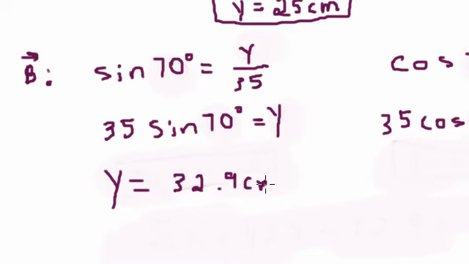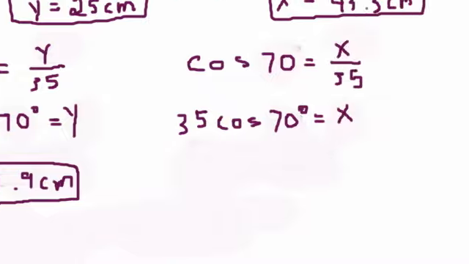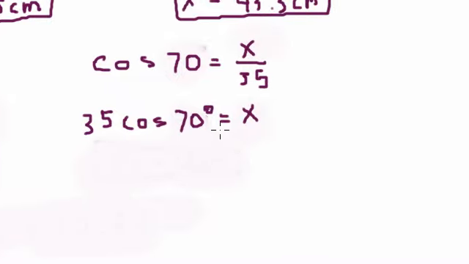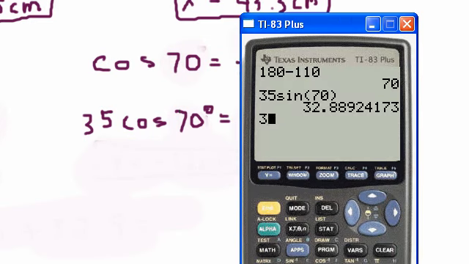component of vector B. So the x component is cosine of 70 degrees is equal to, cosine is adjacent over hypotenuse, so x over 35. 35 cosine of 70, let's find out what that is. 35 cosine of 70, and look what you get. You get 11.97. I'm going to round to 12, so x is equal to 12.